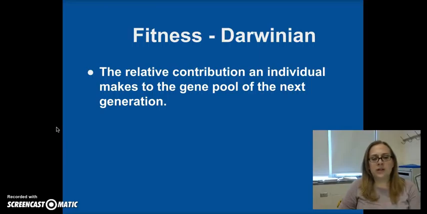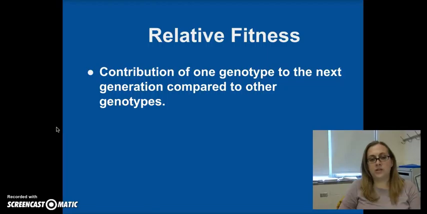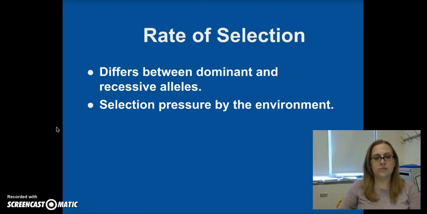So fitness is going to be the relative contribution of an individual to the gene pool of the next generation. Okay, so it's the relative contribution an individual makes to the gene pool of the next generation. So how many offspring do you have? That essentially aligns with your contribution to the gene pool of the next generation. Then relative fitness is when you look at the contribution of one genotype to the next generation as compared to the other genotypes. So that would be comparing the contribution of homozygous dominant versus heterozygous versus homozygous recessive.